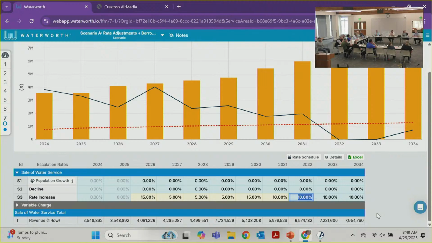I mean, we obviously don't have to decide anything today. We just want to show you how the model works, and coming out of the gate, we think 15% is probably where we need to be this year. For this year? For 2026?